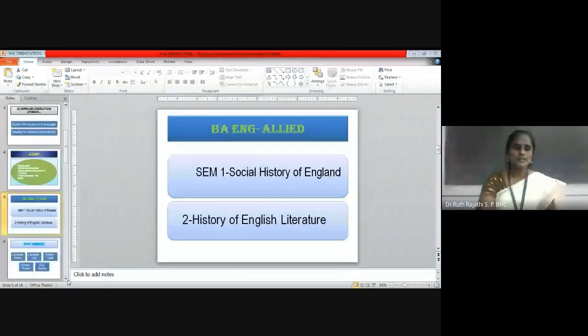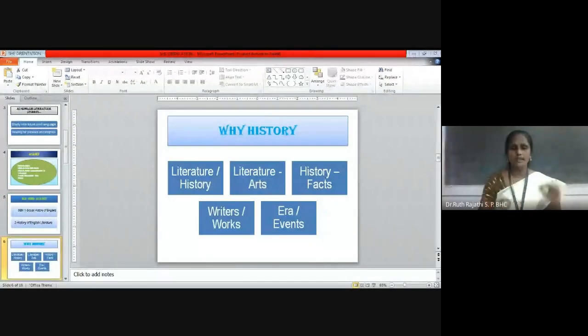And moving to the next aspect, I want to tell you about the connectivity between literature and history. You have a separate program called BA History. But as a literature student, we study history here. We have a paper in history. Why? Because this is not a general history, but here, as a literature student, you study the history of England. After all, we belong to what? English literature. So that's why we must know the history of the nation.